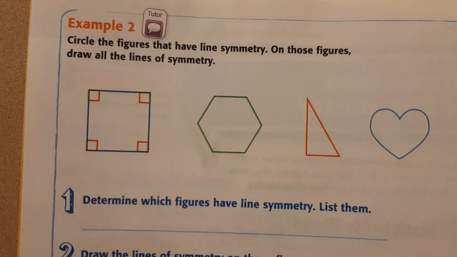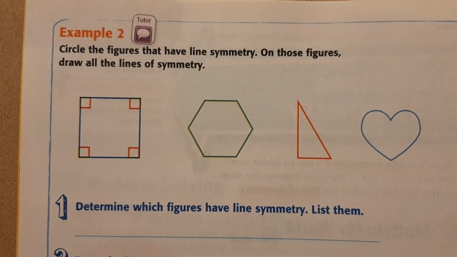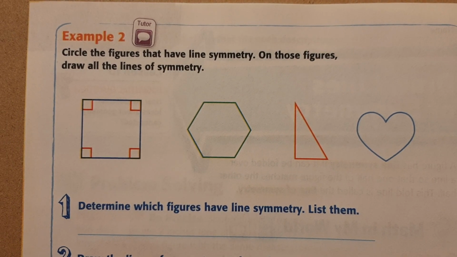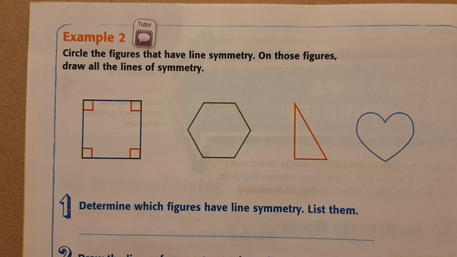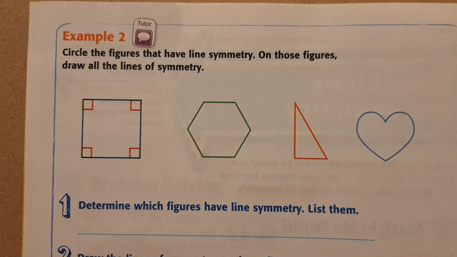All right, let's take a look at the next page. We're on page 932 now. At the top, it says, circle the figures that have line symmetry. On those figures, draw all the lines of symmetry. I want you to stop the video, and I want you to do that now. Okay, let's take a look.